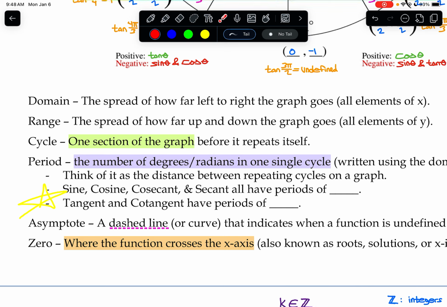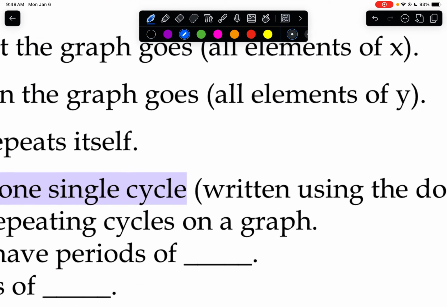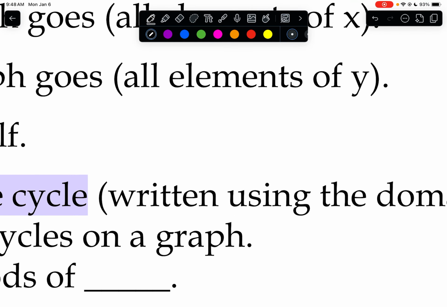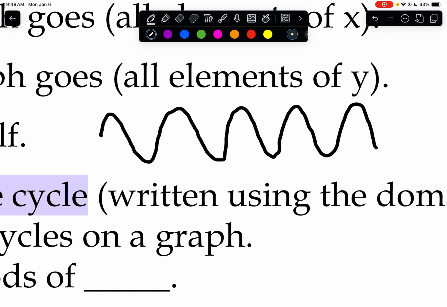The next thing we're going to talk about is what we call the cycle. A cycle of a graph is just going to be one section of a graph before it repeats. Now, the types of graphs that we're going to be looking at are going to do what we call oscillate. When I say oscillate, it's going to do this wavy-like pattern, and it's going to do it a repeated number of times. So when I say a cycle, we're looking to see how many times that same pattern happens.